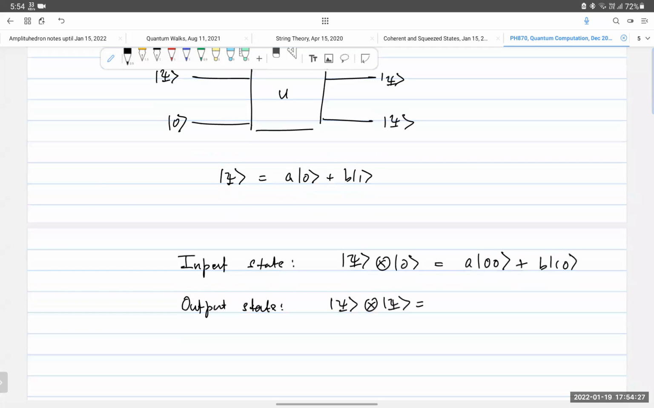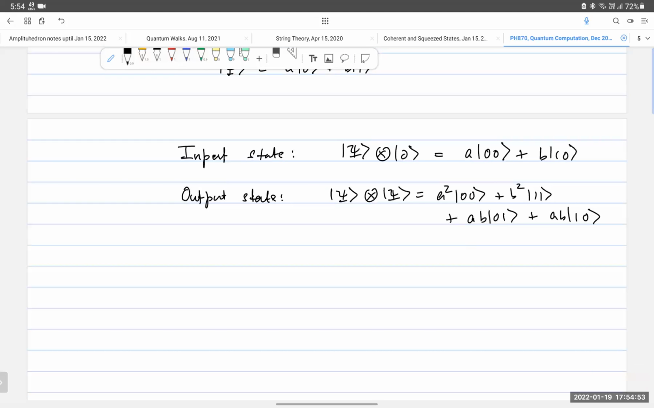Okay. Now, if I take psi tensor psi, you just take this object and multiply it out by itself. You'll get A squared |00>, B squared |11>, plus AB. These two are not the same, right? So you can't just write that as 2AB something.